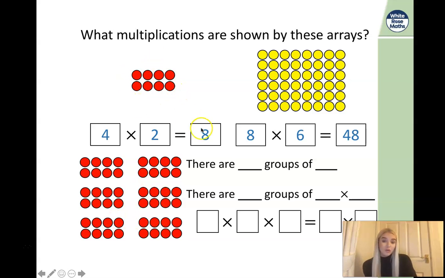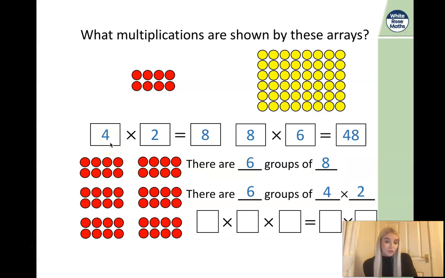How many are in each group? We've already worked that out. There are 6 groups of 8. Well done. So how many groups are there then? 6 groups of, what multiplication did we use to get this 8? We used 4 multiplied by 2.